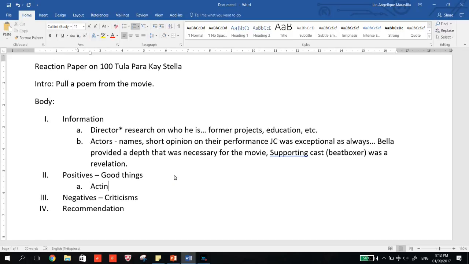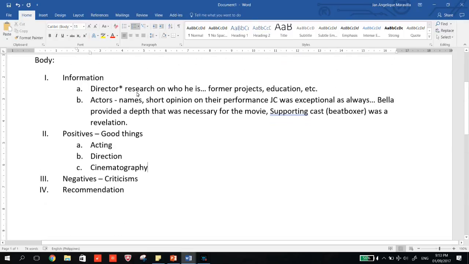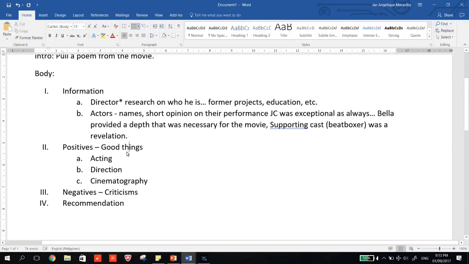Anong maganda? Acting. Maganda ang direction, kunyari. Maganda ang cinematography. Kasi maganda yung mga eksena. Ayan. Pwede yon. Tapos maglalagay ka na dyan. Ano yung mga specific, instead of just saying na, oh, the acting was good, period. Ano yung examples? Hanap ka ng scenes. Anong scenes na nag-stand out sa'yo? Okay? Describe that scene.